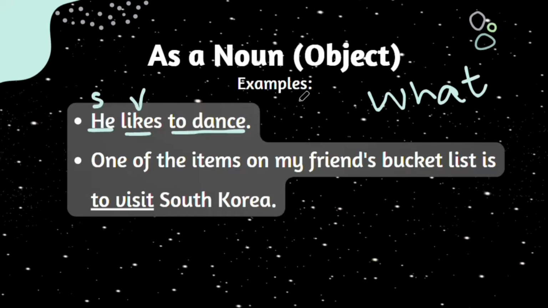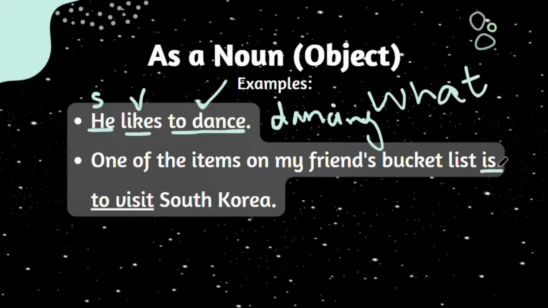He likes to dance will change into he likes dancing. Does it make sense now? Yes. So it means that this infinitive is working here as a noun and it is also the object of your sentence. Another example is, one of the items on my friend's bucket list is to visit South Korea.